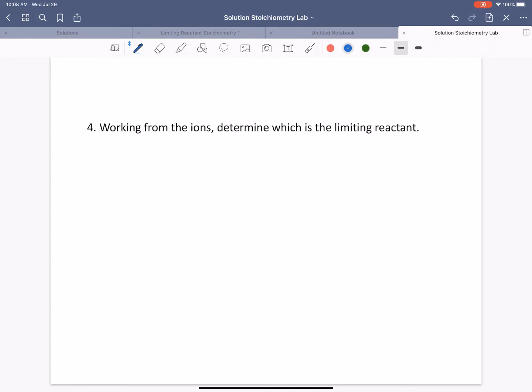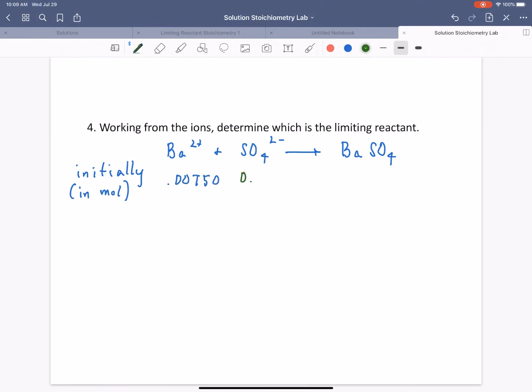Now, working from the ions will determine which is the limiting reactant. So I go to my net ionic equation. And I see that initially, before the two solutions are mixed, working in moles, I have 0.00750 moles of barium and more moles of sulfate.